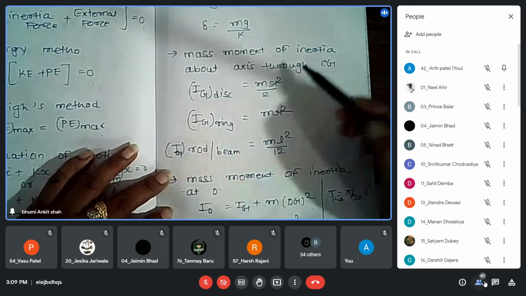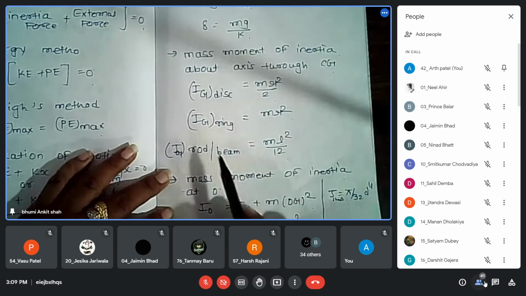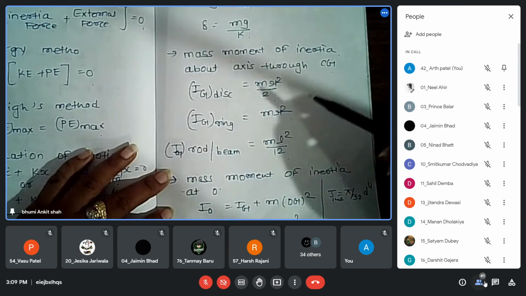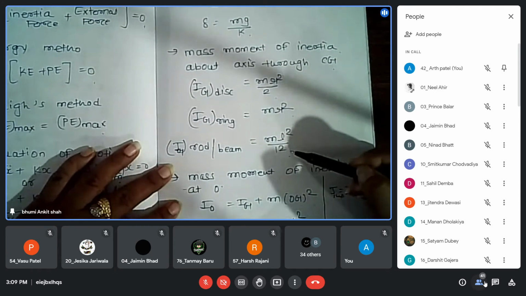If you have a disk, it is mr square by 2. If you have a ring, it is mr square. If it is a rod, we just saw the rod and spring, right? We just now saw the rod and beam, that is ml square by 12.